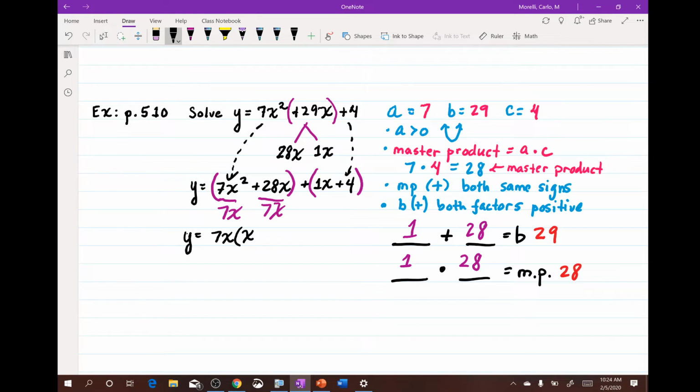And then what's 28x divided by 7x? Can you tell me the sign that goes with that number? Plus 4, right? So should I write x plus 4? No, because the x's cancel out.